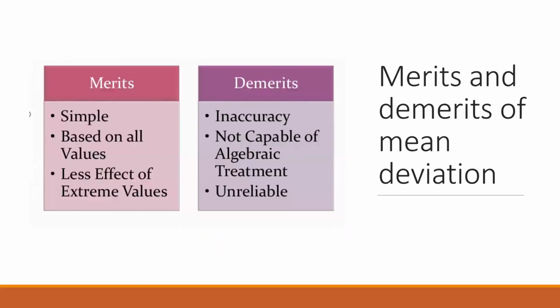So what are the merits and demerits of the mean deviation? The merits are that it is simple, based on all values, and less affected by extreme values. But inaccuracy, not being capable of algebraic treatment, and unreliability are the demerits. That's why we do not use mean deviation more frequently.